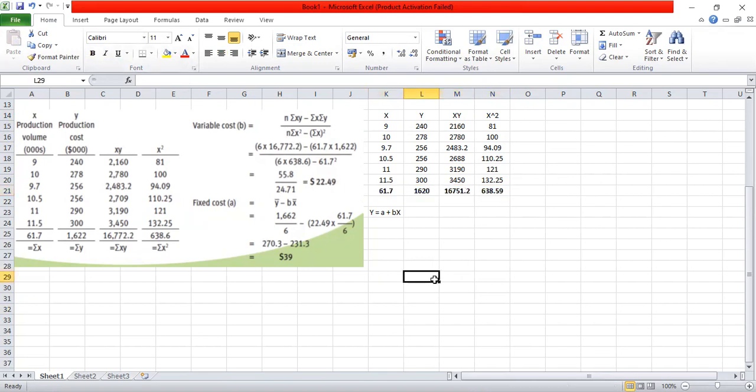In the calculation of b, the numerator has n. What is n? The number of items: 1, 2, 3, 4, 5, 6. Six items are there, so n is equal to 6. Then sigma xy, which is the total of xy.